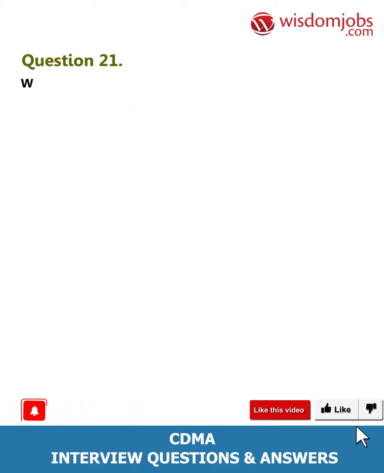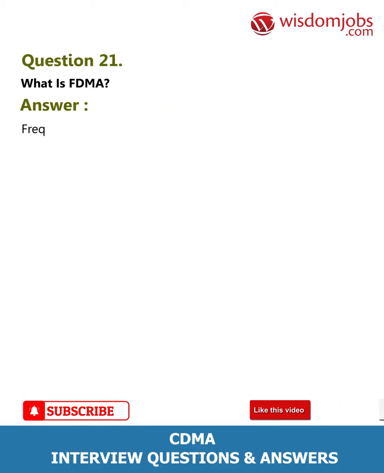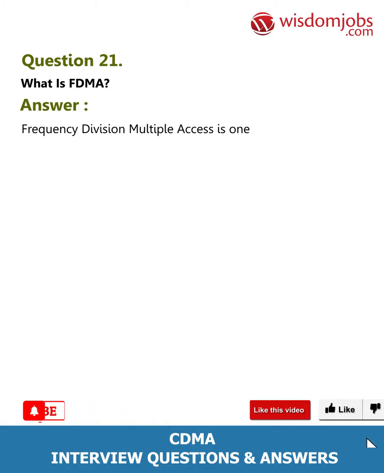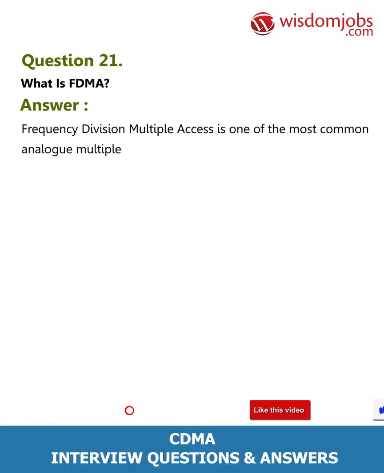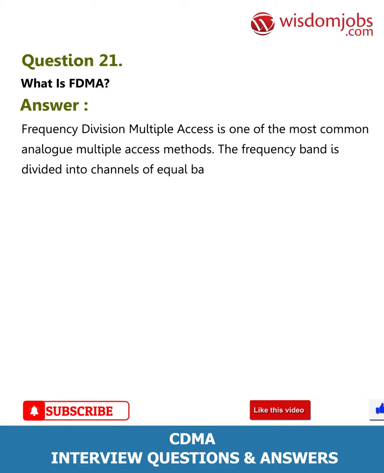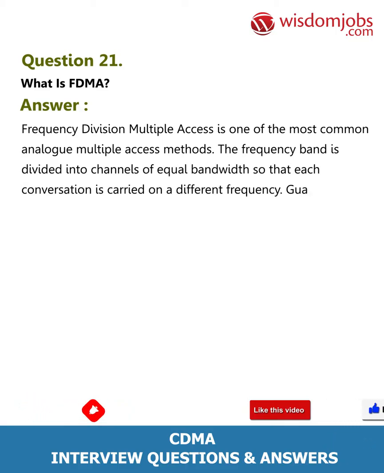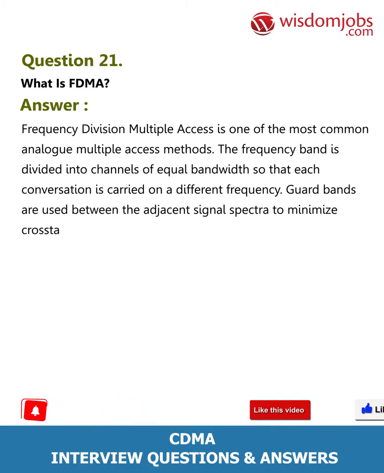Question 21. What is FDMA? Answer: frequency division multiple access is one of the most common analog multiple access methods. The frequency band is divided into channels of equal bandwidth so that each conversation is carried on a different frequency. Guard bands are used between the adjacent signal spectra to minimize crosstalk between the channels.